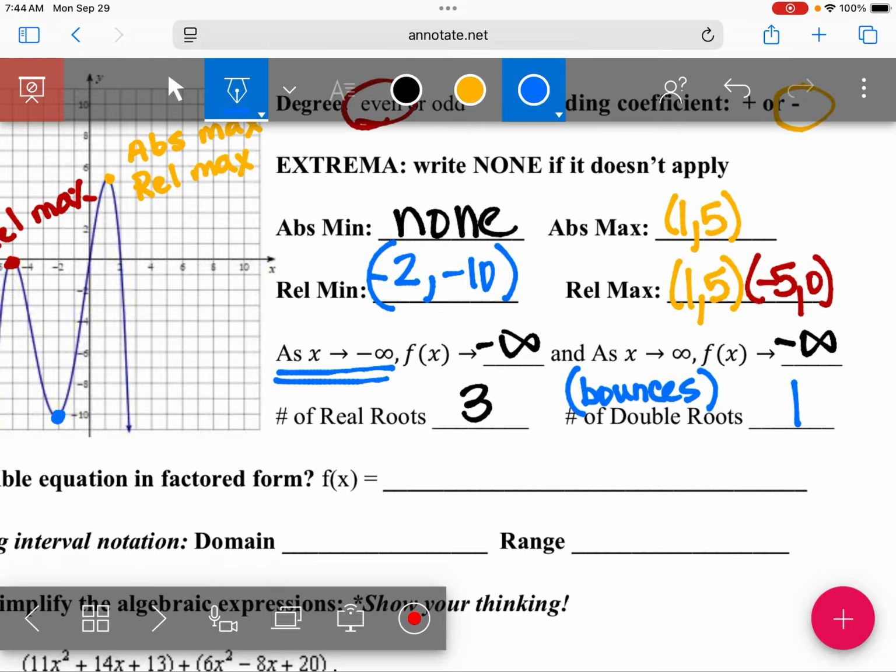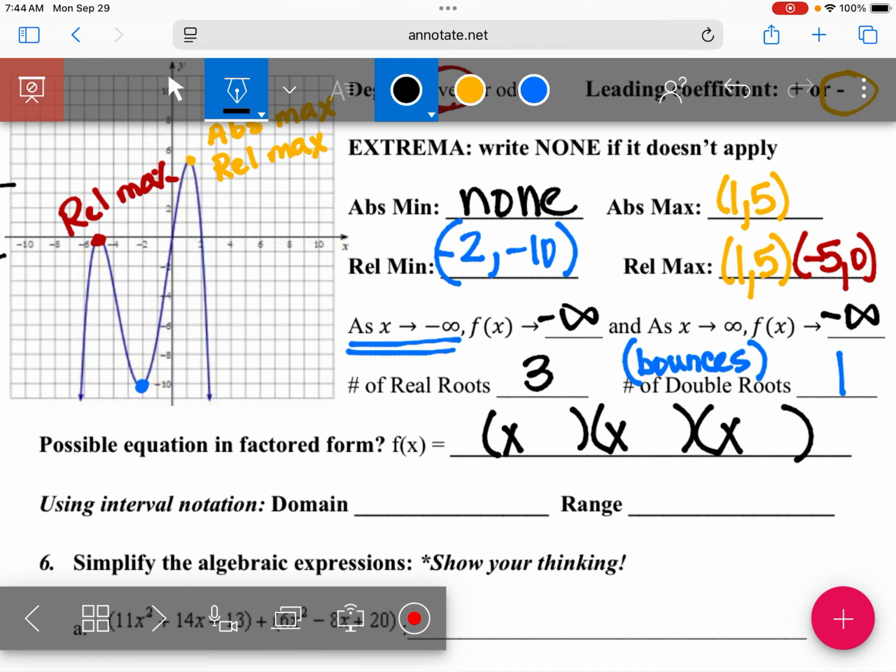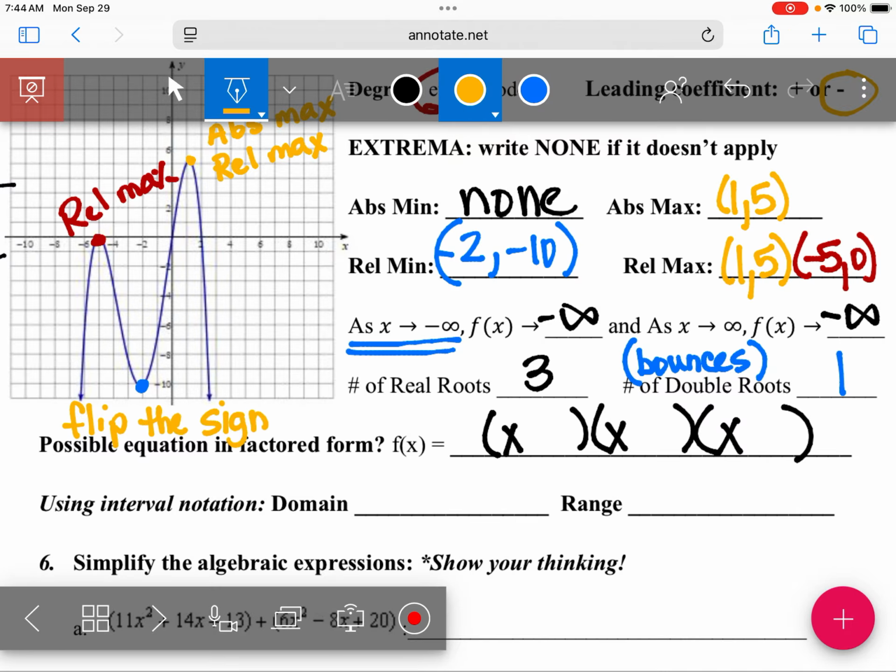Because we said there are 3 real roots, we're going to make 3 parentheses here. Put an X in front of each one. And then make a note and highlight it that you flip the sign whenever you're writing an equation. That's really, really important on the test.